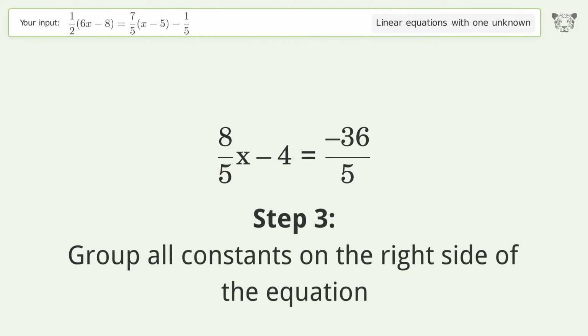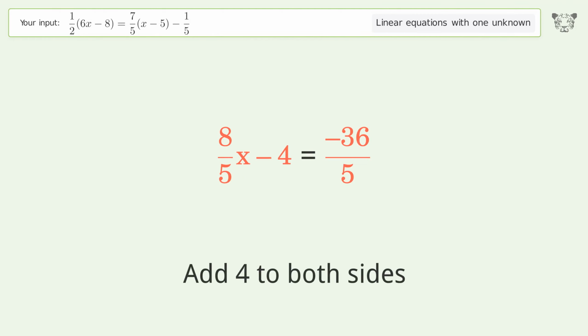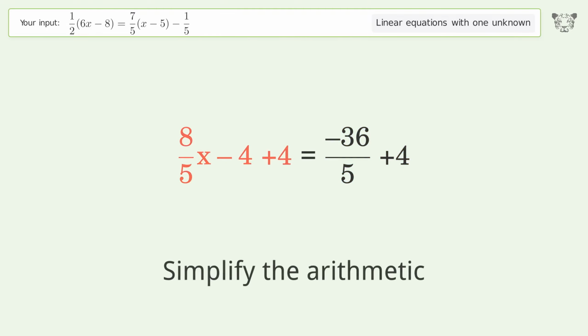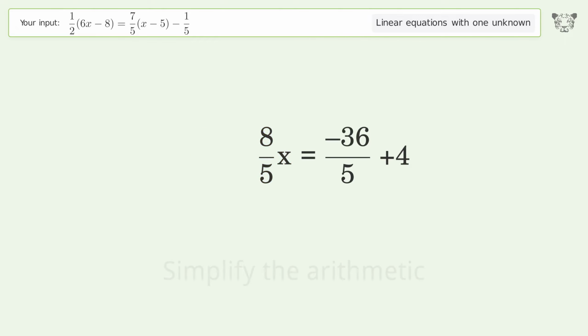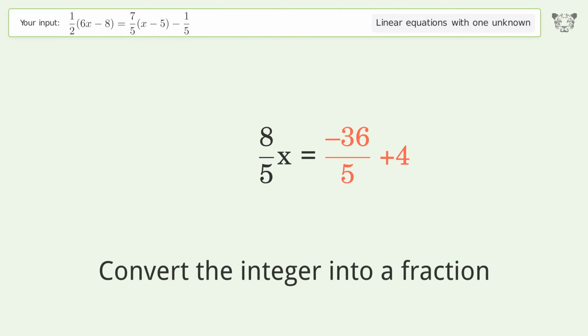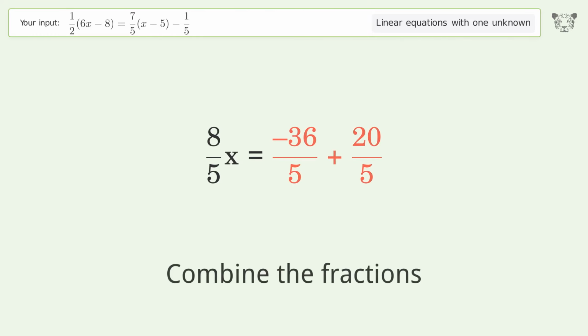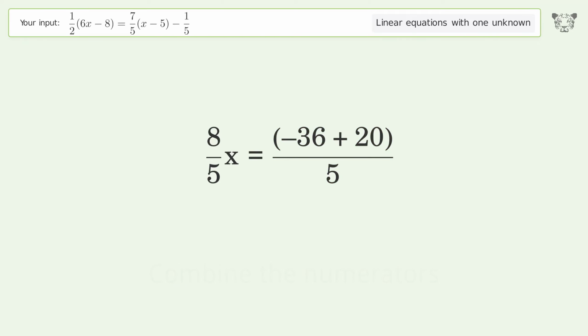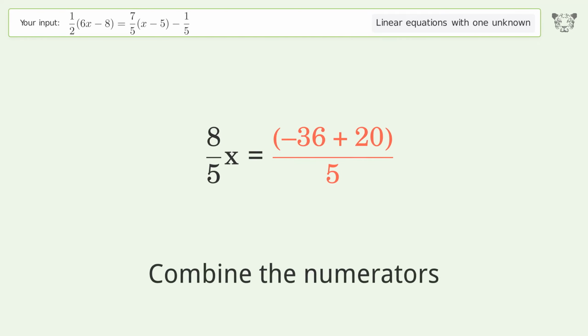Group all constants on the right side of the equation. Add 4 to both sides. Simplify the arithmetic. Convert the integer into a fraction. Combine the fractions. Combine the numerators.